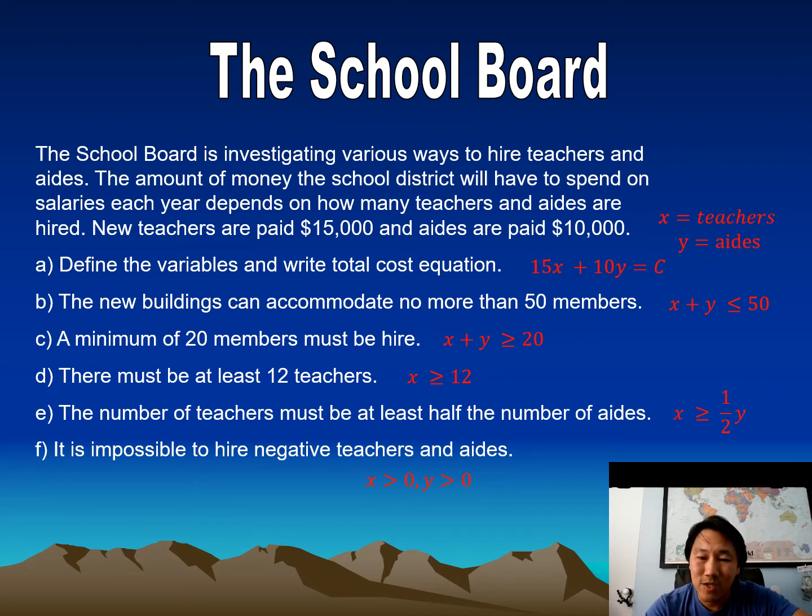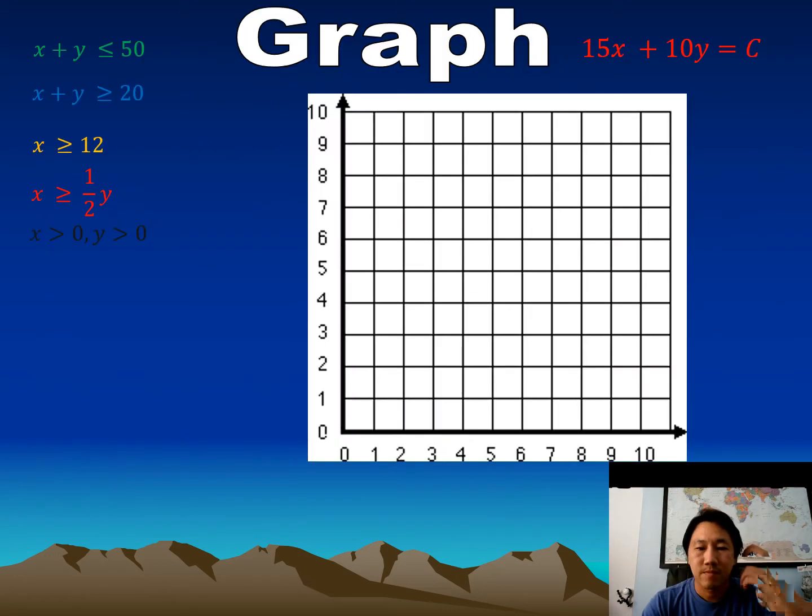all of the restrictions. Now guess what we get to do? We get to put it all in a graph. How exciting. Let's go ahead and graph all of these. All right, so as you can see, I have written all of the inequalities, the restrictions, the constraints on the top left-hand corner. The cost equation is on the right top-hand corner. We'll worry about that cost equation in a little bit, but let's go ahead and graph all of these. Let's start off with the green one.